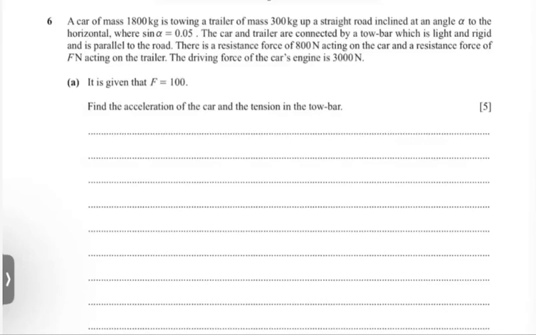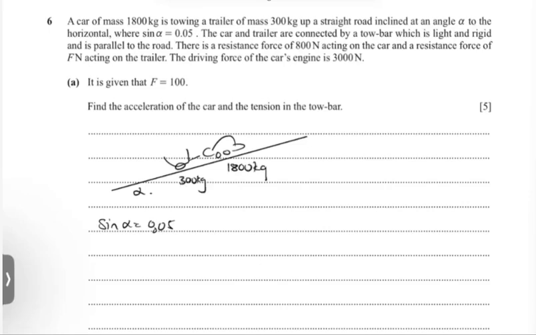Okay, let's look at question 6. So a car of mass 1,800 kgs is towing a trailer. It's on a straight road and it's inclined at alpha. Okay, so we've got a car and we have a trailer. The trailer is 300 kgs. The car and the trailer are connected by a tow bar, which is light and rigid. It's parallel to the road.